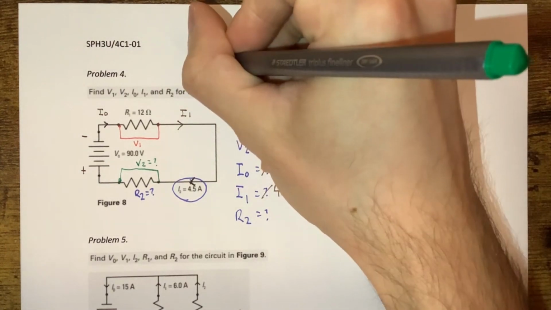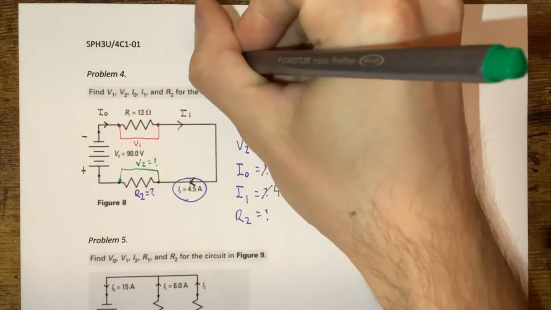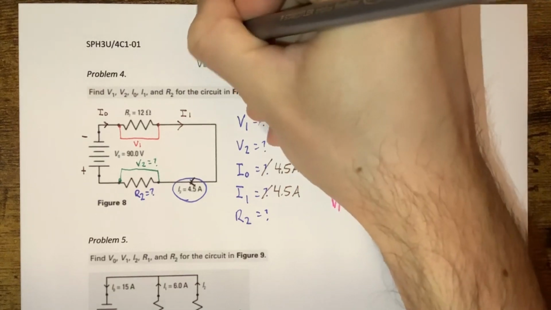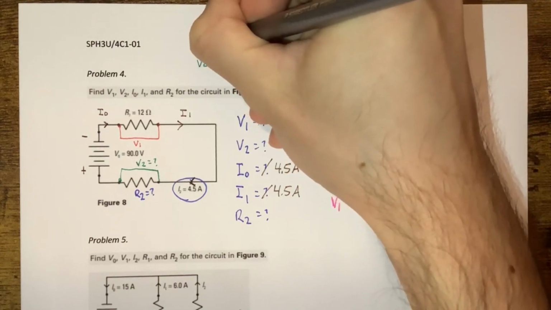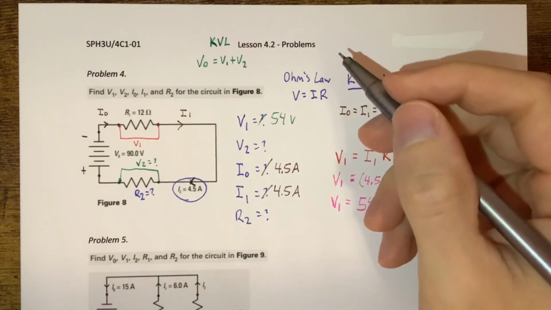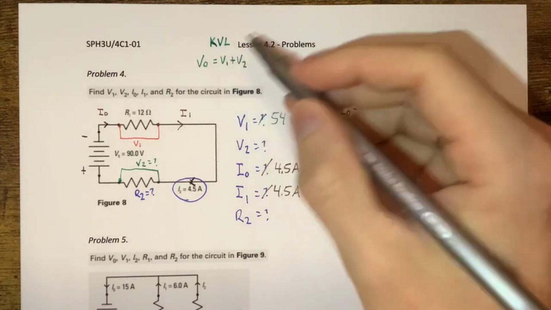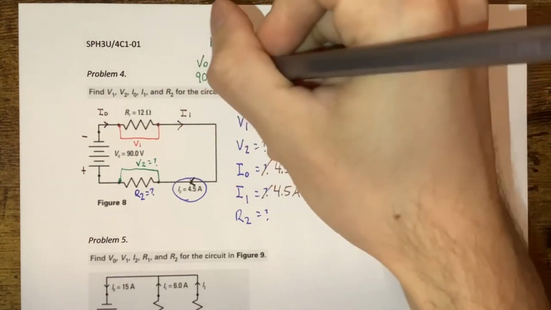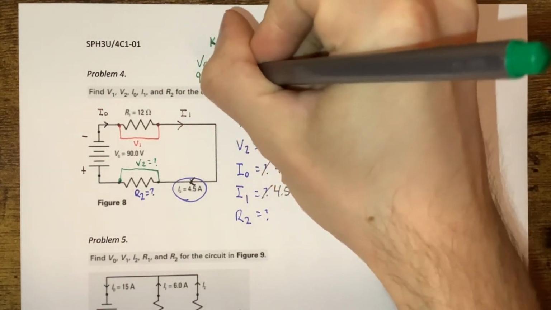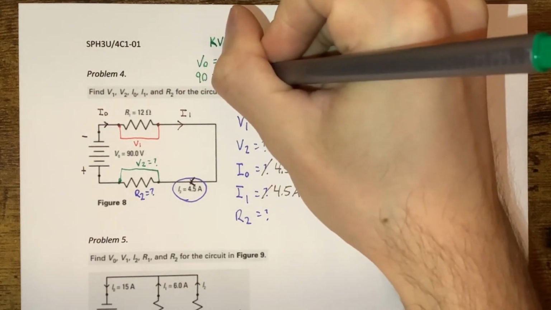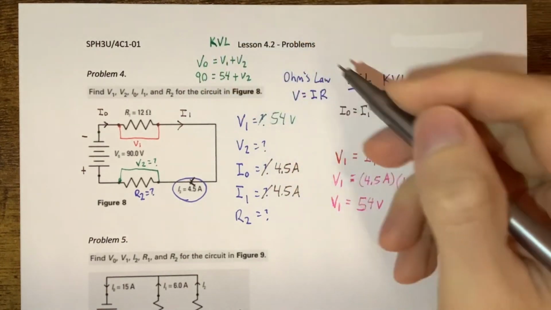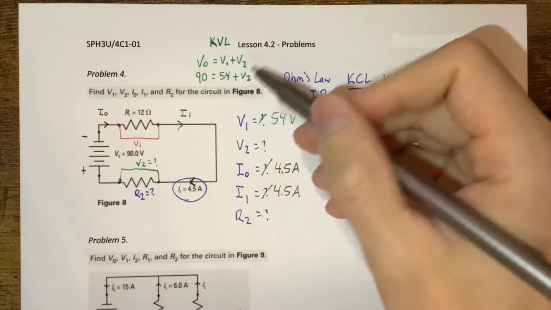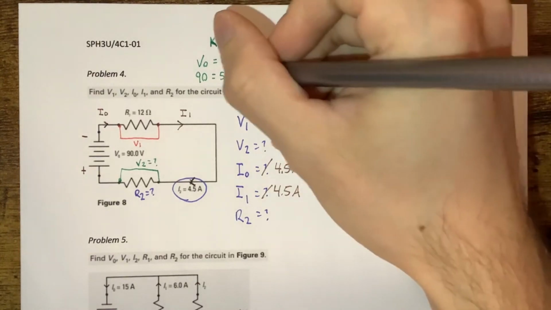You could say V initial, V naught, is equal to V1 plus V2. And this is our Kirchhoff's voltage law, okay? So we know that this is going to be 90. We got our V1, which we just calculated. That's going to be 54 volts, plus V2, and we know simply with simple math here, we're going to rearrange for V2.